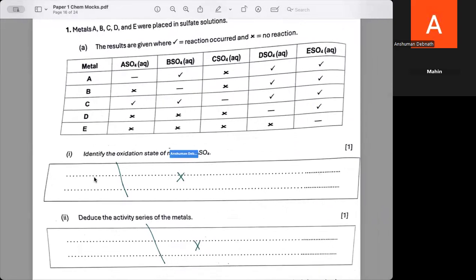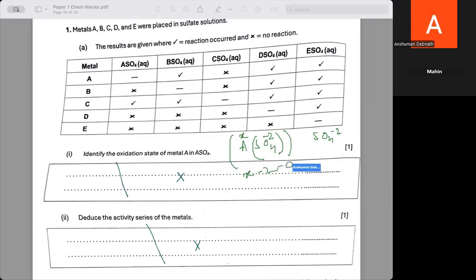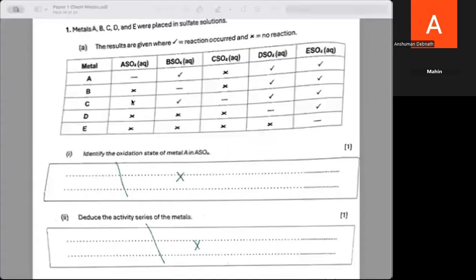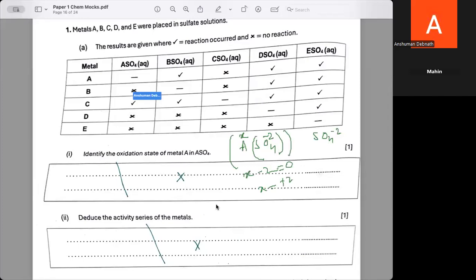Right, redox. Are you taking notes? Please try to take this, because this will be a turning point for us. See, what is the oxidation state of metal A? We have to see that sulfate ion is what? What is the charge of sulfate ion? SO4 2 minus. So this whole compound will be neutral. Let it be X. So X minus 2 is equal to 0. Remember, X is equal to plus 2.